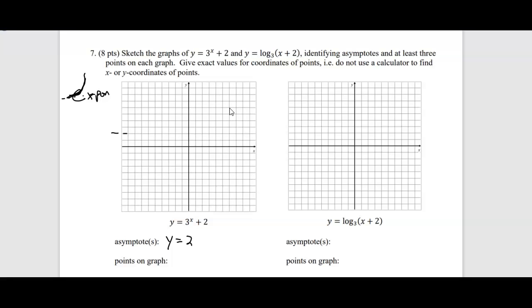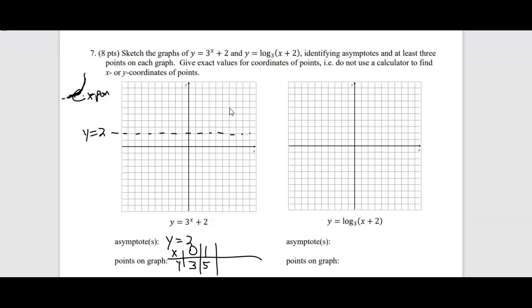So we can put this down on the graph to start off. And I'll label it. We've labeled that one on the left, so it doesn't interfere with the right graph. Now, the points on the graph, if I use 0, I like the 0 if I can get the exponent to be 0. 3 to the 0 is 1, plus 2 is 3. And if I use 1, 3 to the 1 is 3, plus 2 is 5.